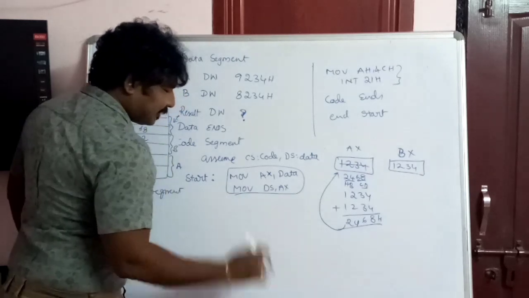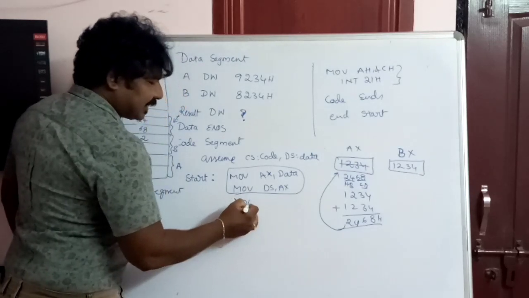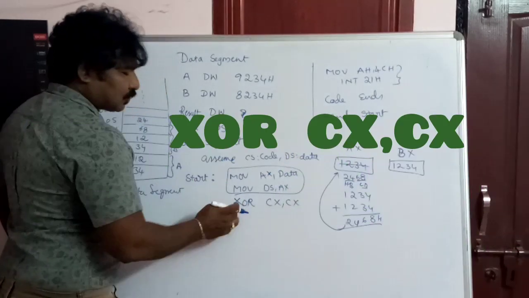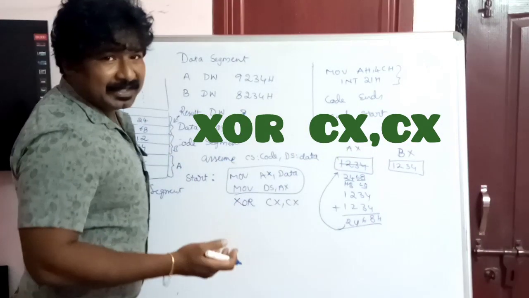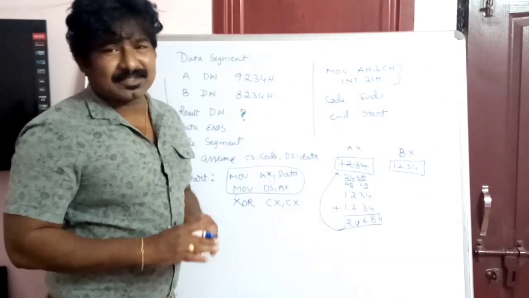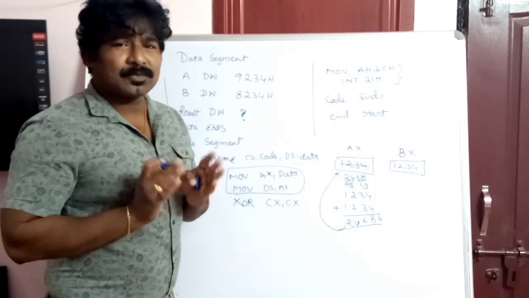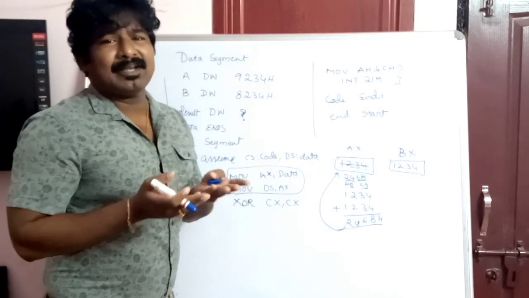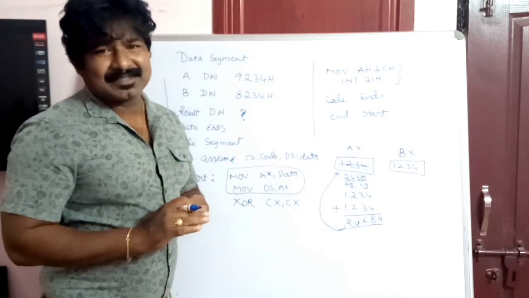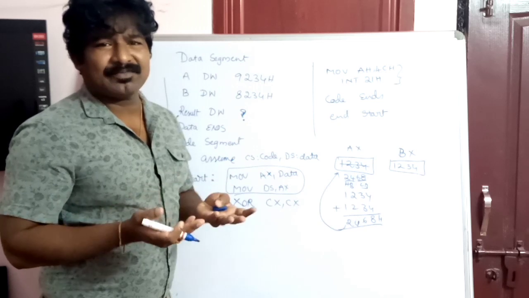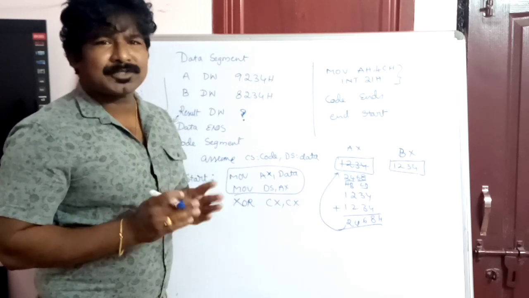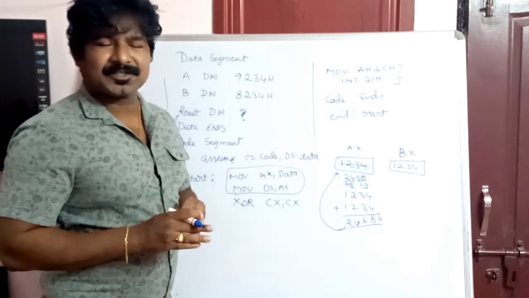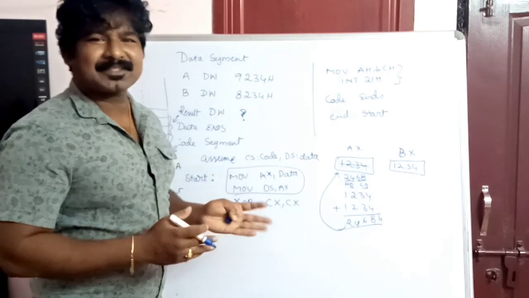I am taking my register CX and performing exclusive OR of CX with CX. Why am I performing the exclusive OR operation on CX with CX? When we perform exclusive OR on the same register, the result will be all zeros. That means your register content will be cleared. Because I want to store the carry into it, I want to erase the previous contents of the CX register. So for that I have to perform this exclusive OR.